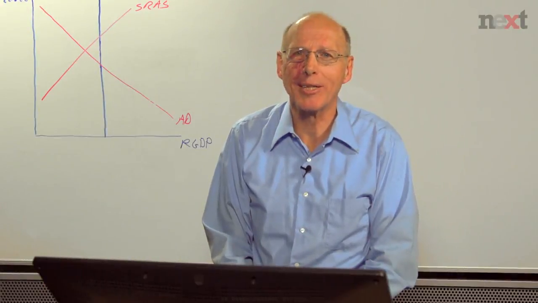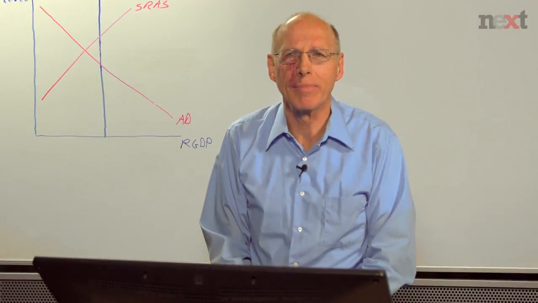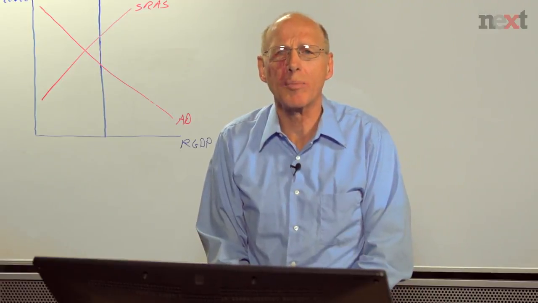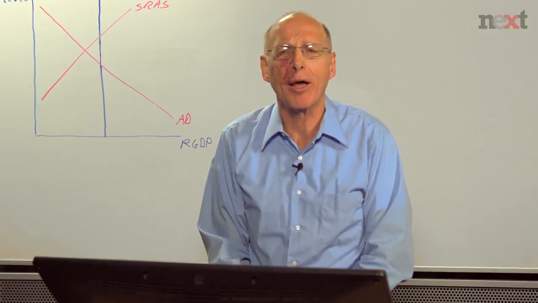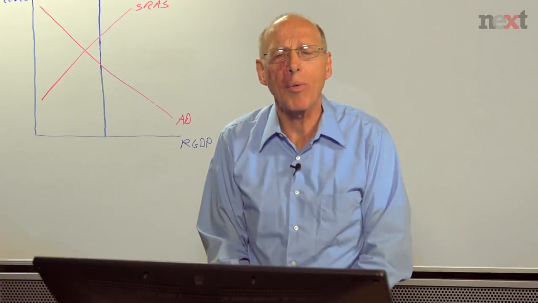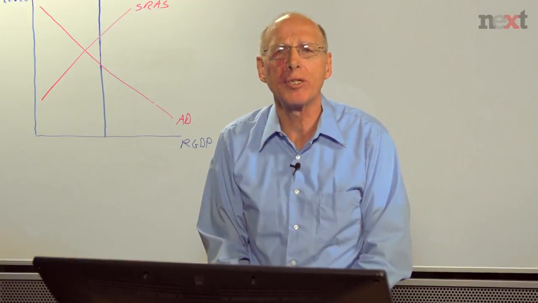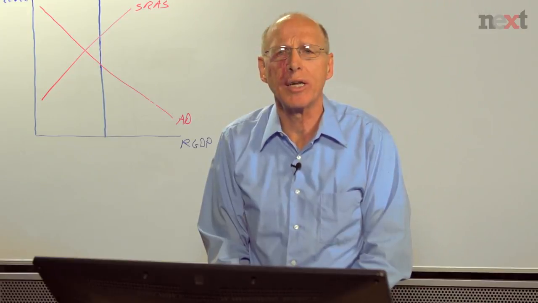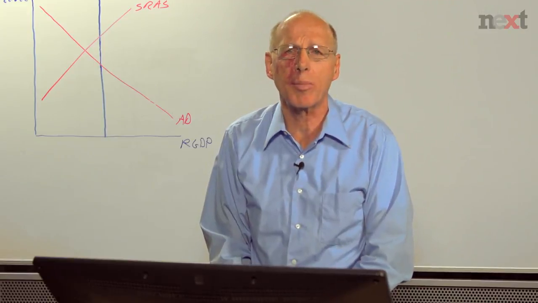So we now have seen how the economy will move to a short-run macroeconomic equilibrium. And it would be great if the economy stayed there, but it doesn't. That short-run macroeconomic equilibrium will change anytime either the aggregate demand or aggregate supply curves shift. And so now we have to talk about how the economy will adjust in the short run to a shift in either the aggregate demand or the aggregate supply curves.